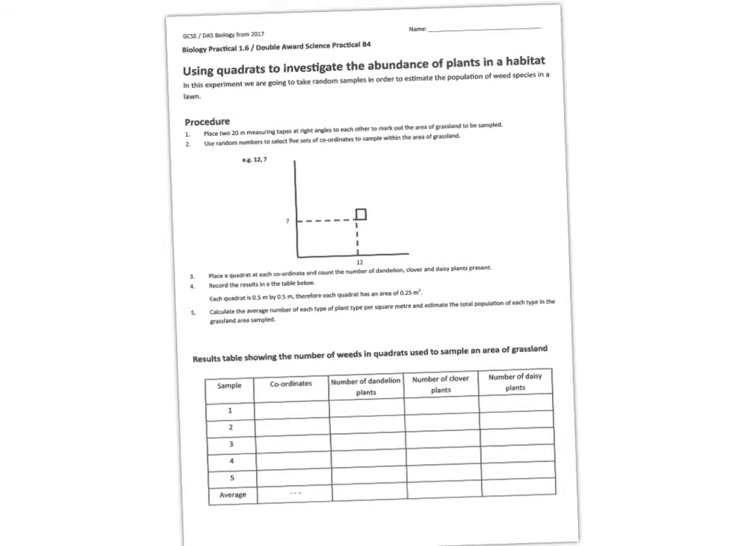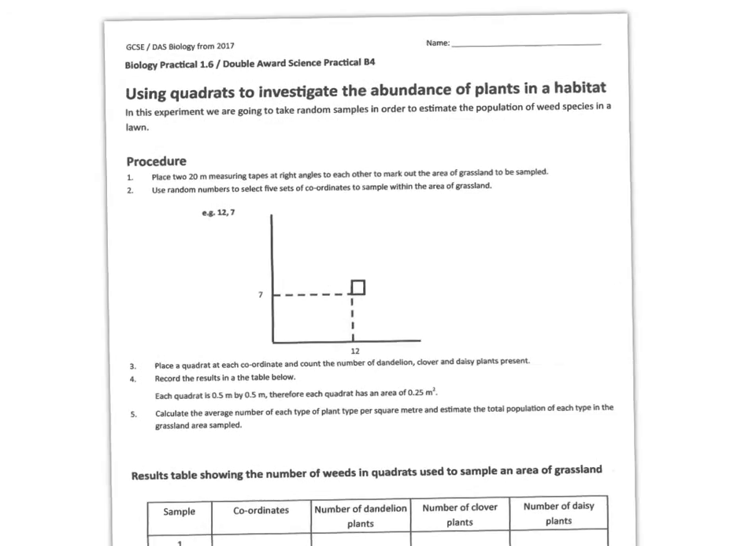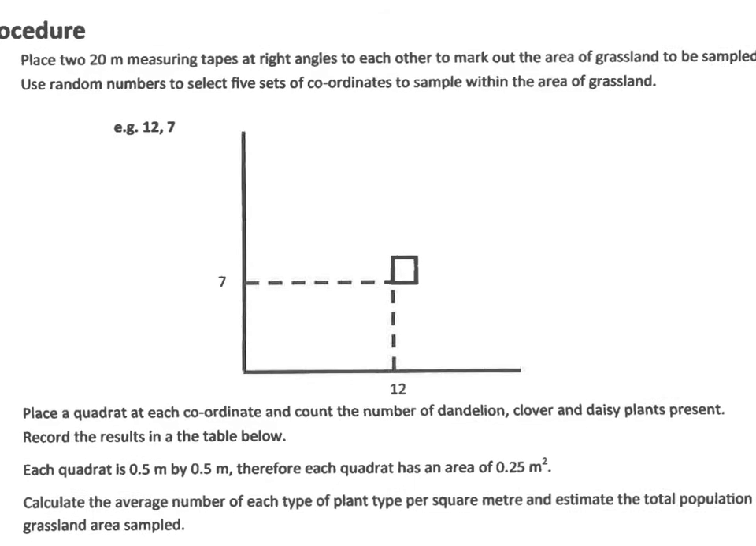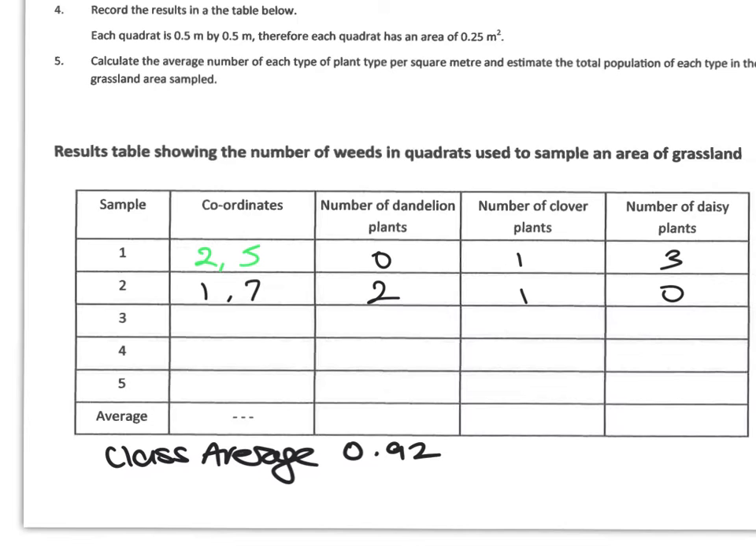Page 18 looks like this, okay? So if we get this out. Taking random numbers, we're going to take random samples. And as we said, we're going to put 2 tape measures out. So we are going to go out.